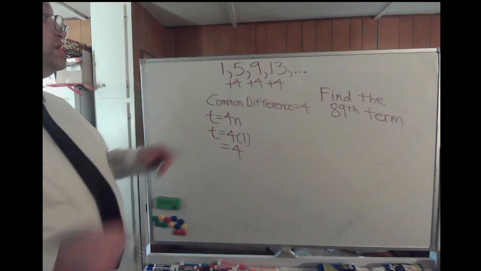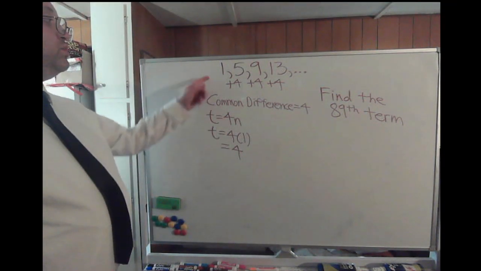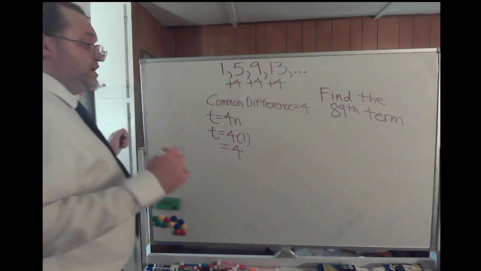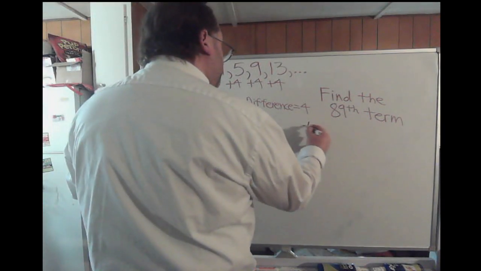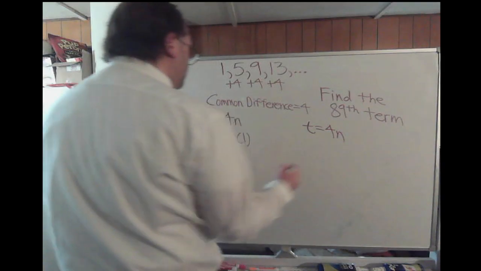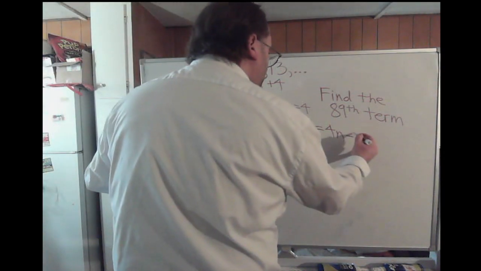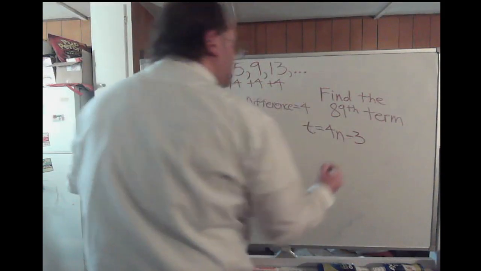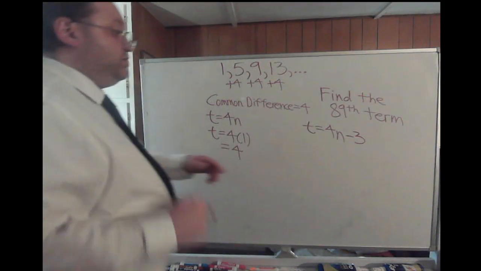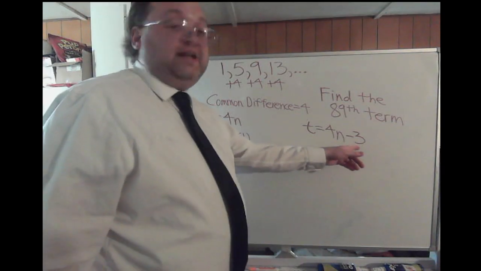Well, we know the first term is actually 1. How are we going to get from 4 to 1? You got to subtract 3. So the term is going to be equal to, of course, that common difference of 4 times the number of term you're on. But to get from 4 to 1, you subtract 3. So to figure out what term it is, you're going to actually do the common difference of 4 times that number of the term you're on minus 3.